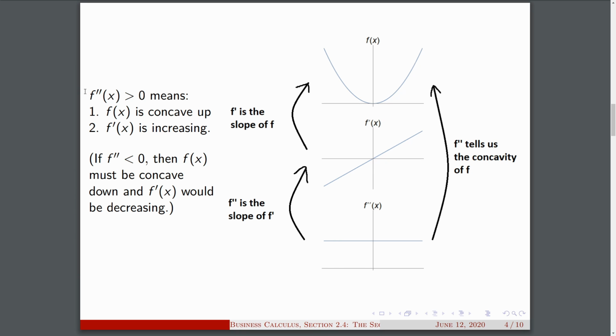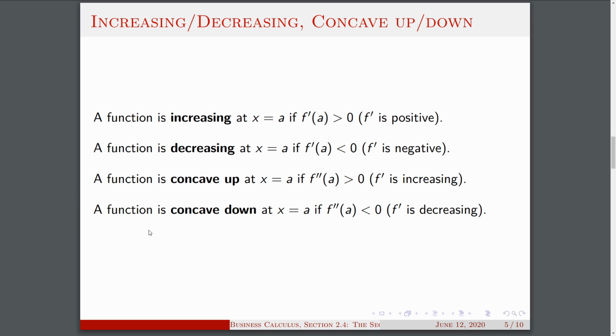So just as a list of things here, if the second derivative is positive, that means the function is concave up. We just talked about that. And it also means that the function f prime is increasing. And vice versa. If the second derivative were negative, that must mean that the original function is concave down, and also that the derivative would be decreasing. All right, let's move on.